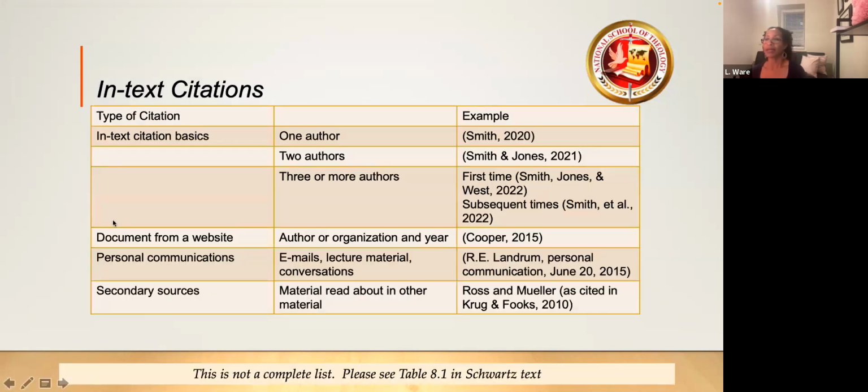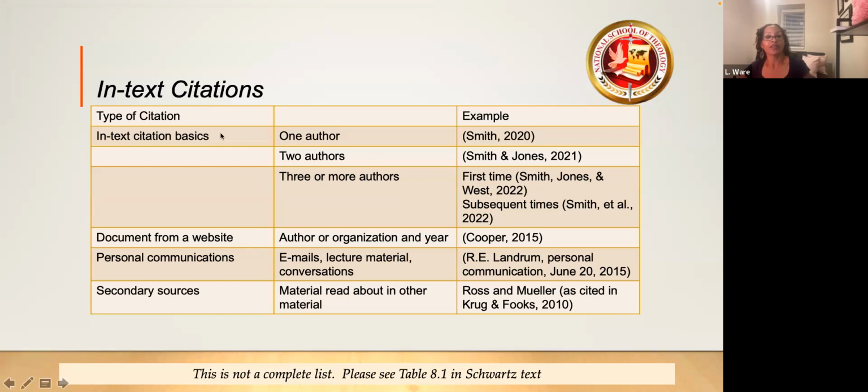This is a table I put together with just a very few of your citations. This is not the complete list. Don't look at this as, oh, Dr. Ware only had this on the paper. I just pulled a few out to put on this slide. The complete list is in table 8.1 of your APA format book, but I wanted to pull this out to make sure you see some of these examples.